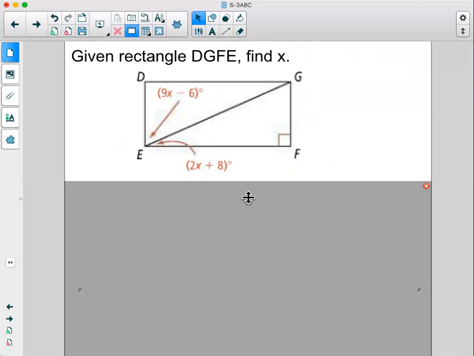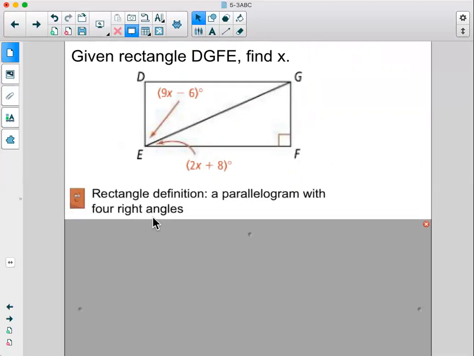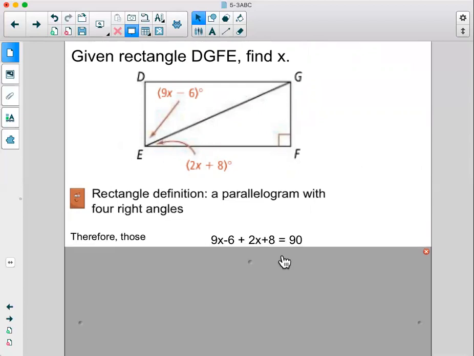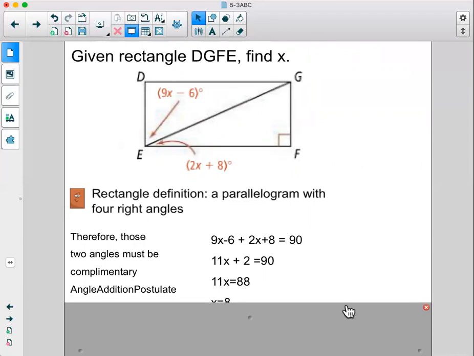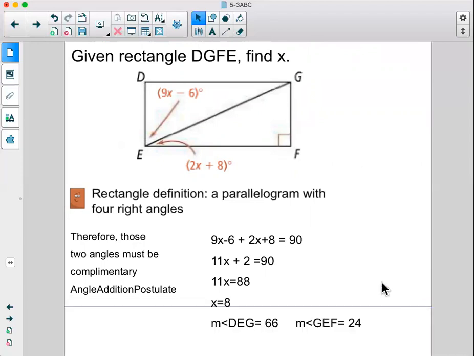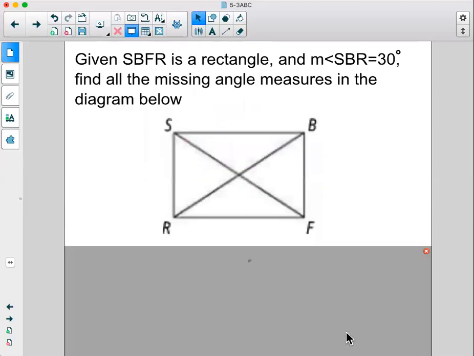Since we're given a rectangle, we know that the definition of a rectangle is a parallelogram with four right angles. And so we know these two angles must be complementary by the angle addition postulate. So we add them up. They add up to 90. We set up our equation, solve for x, and then plug it in to get our angle measurements. Pause. Find all the angles pictured in this diagram and then press play for the solution.